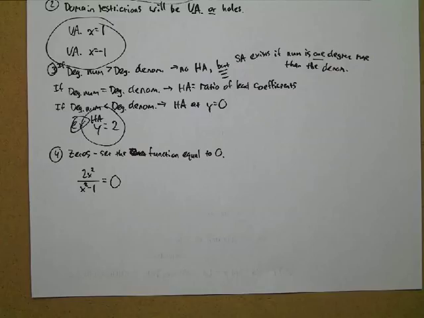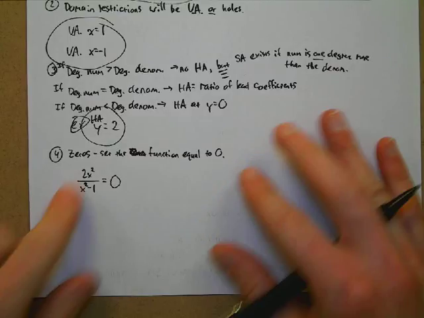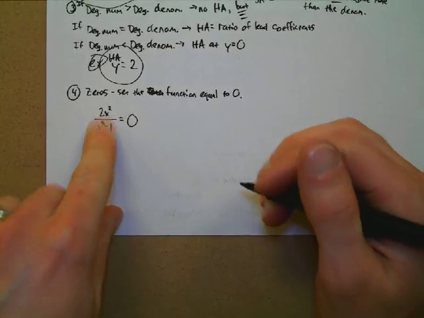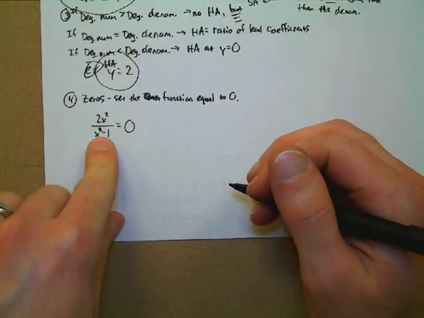Anyway, so zeros. Set the function equal to 0. So when does a fraction equal 0? When what part is 0? Just the numerator, guys. So 2x squared, we can just set that equal to 0. And so we can solve for x here. We'll divide both sides by 2, square root both sides, and we get x is just 0.